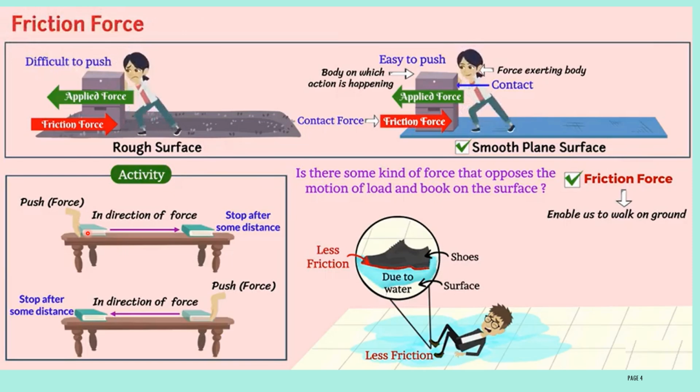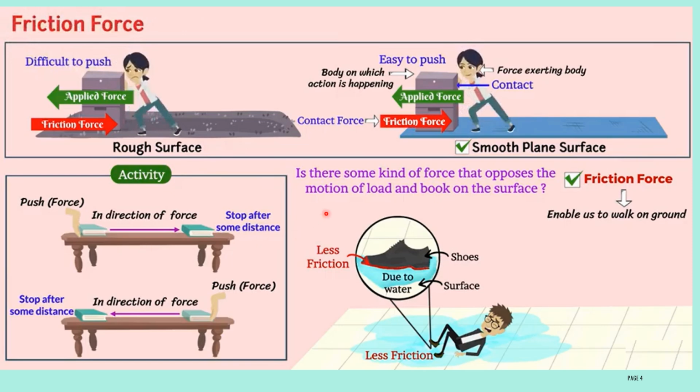Consider one more activity here. Keep one book on the table. Push the book. Then that book will travel some distance. Later it will stop. Here by pushing you are applying a force on the book. Then the book will travel in the direction of the force, then stop after some distance. Then why does it stop after some distance? Because of the frictional force. Frictional force is the opposing force. It acts in the opposite direction of the applied force, otherwise the opposite direction of the motion of the body.